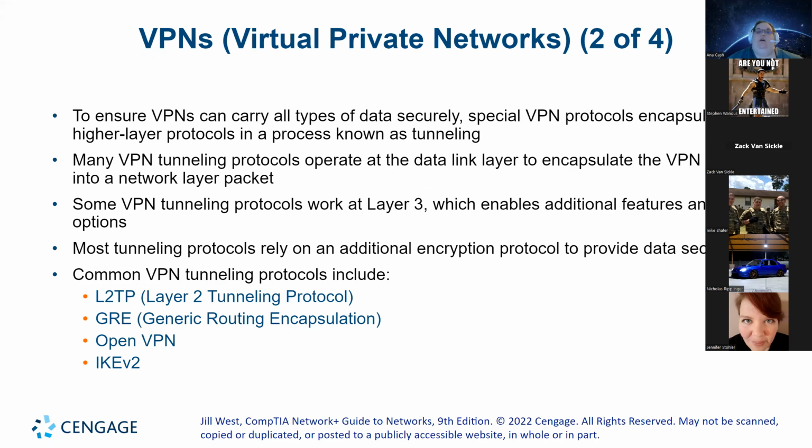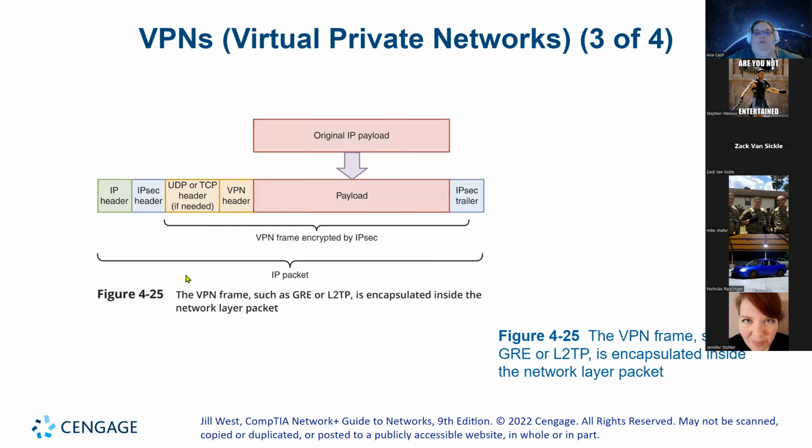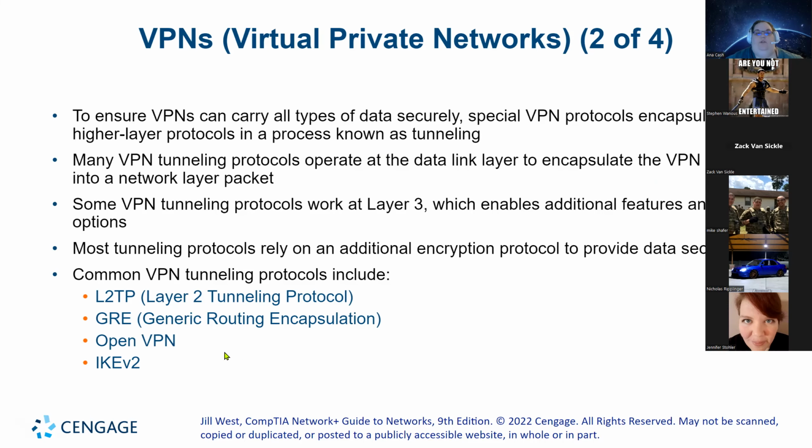To ensure VPNs can carry all types of data securely, special VPN protocols encapsulate high-level protocols in a process known as tunneling. Many VPN tunneling protocols operate at the data link layer to encapsulate the VPN frame into a network layer packet. Some VPN tunneling protocols work at layer 3, which enables additional features and options. Most tunneling protocols rely on an additional encryption protocol to provide data security. And then there's some common protocols there: L2TP or layer 2 tunneling, GRE, generic routing encapsulation, OpenVPN, and then IKE version 2.